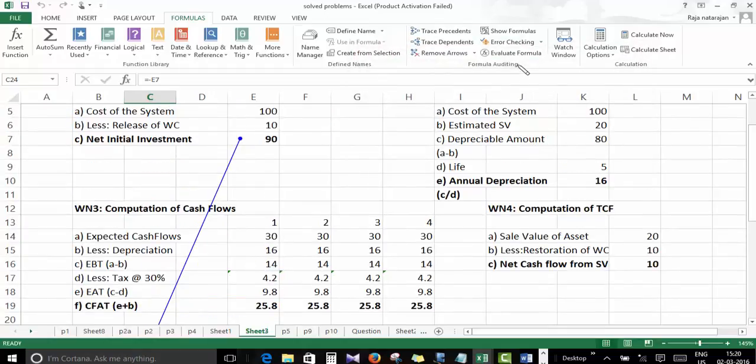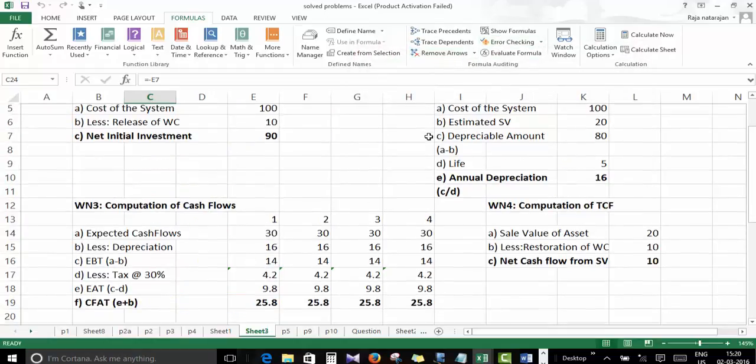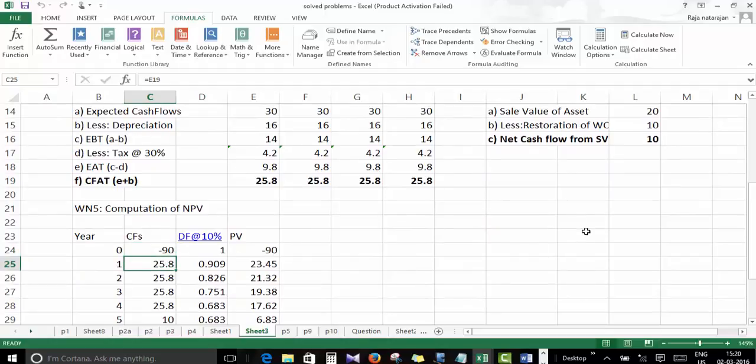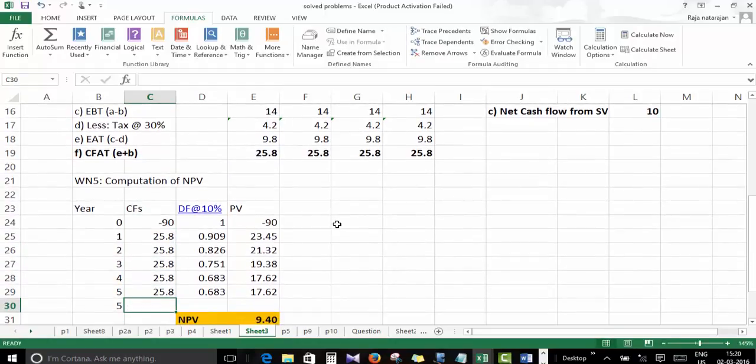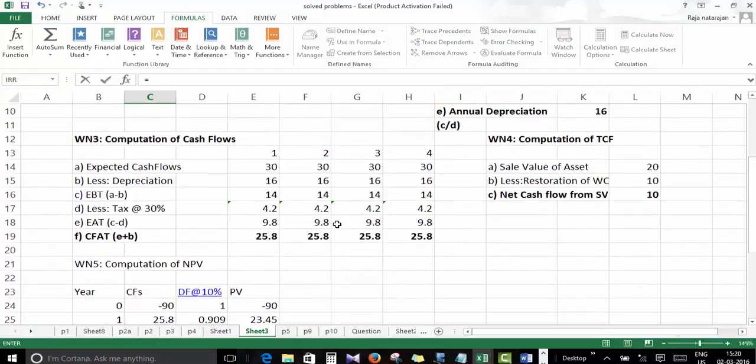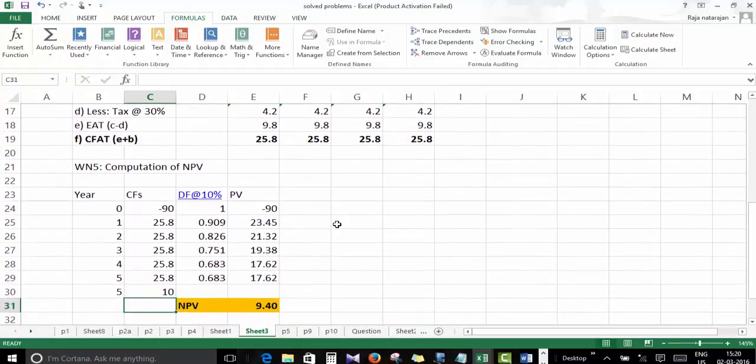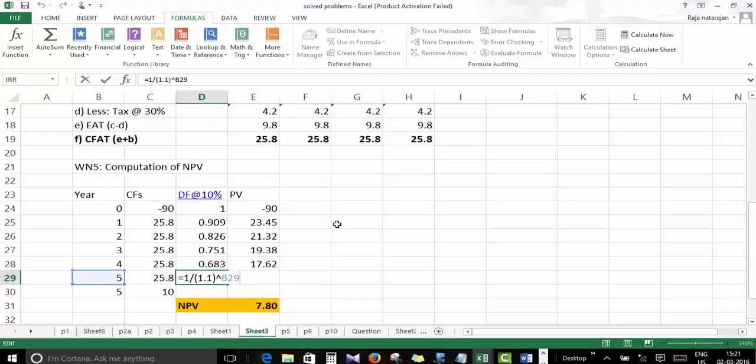Then what about the year 1 cash flow? Year 1 cash flow we have picked up from here, it is 25.8, fine. Year 2, 3, 4 is fine. Year 5 should also be 25.8. Then again in year 5 we have to capture the net cash flow from salvage value. Fine. Then let's check the correctness of discount factors. Everything is fine. Year 1, 2, 3, 4. And let me calculate for year 5, which is 1 divided by 1.1 to the power 5, and it is 0.621, and that should be repeated here.